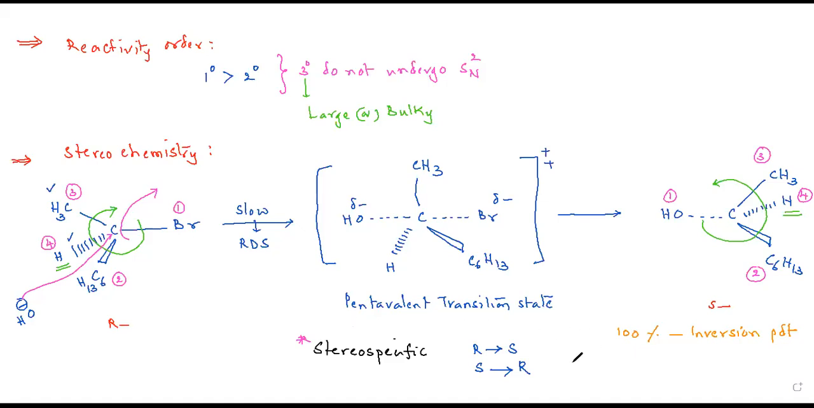Not just this, if we start with cis, we end up with trans. If we start with a trans one, we end up with cis. The most important thing is here there is 100% inversion. No retention product at all. Okay. This is very important.